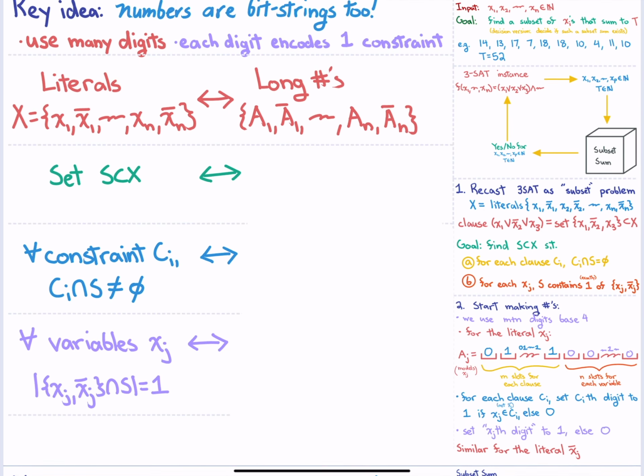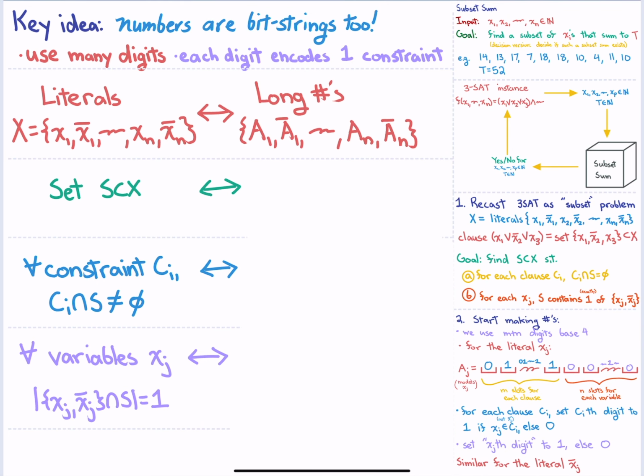So let me do a correspondence between that set version of 3SAT that we went through and our new version. Those literals, x1, x1 bar, all the way through, are now mapping to a bunch of these long numbers, a1 and a1 bar up through an and an bar, as constructed. I put it on the bottom right, not that it's easy to read. So a subset of literals, S subset of X, how would I interpret it in numerical terminology?